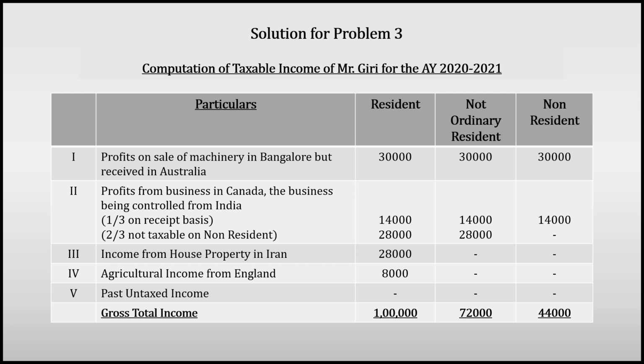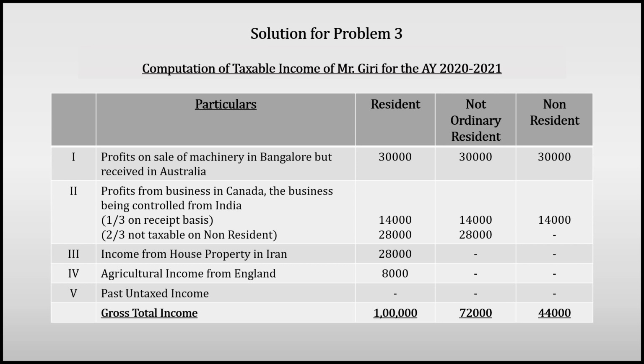Now next one is the income from house property in Iran. It's an income that is earned in Iran and is not a business or a profession. So it's going to be taxed as a foreign income only for a resident, and for the other two it's going to be nothing. Next one is agricultural income from England. Again, England is a foreign country, so it's going to be taxable only for a resident. Since it is another source, not a profession or a business, it's taxable only for a resident.